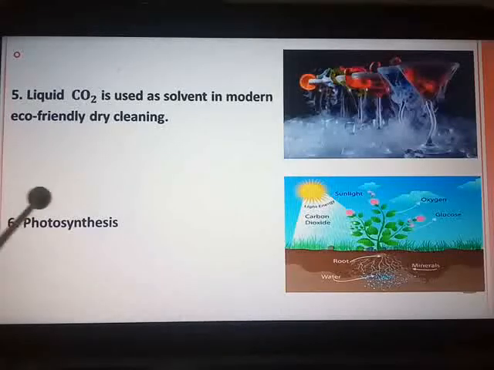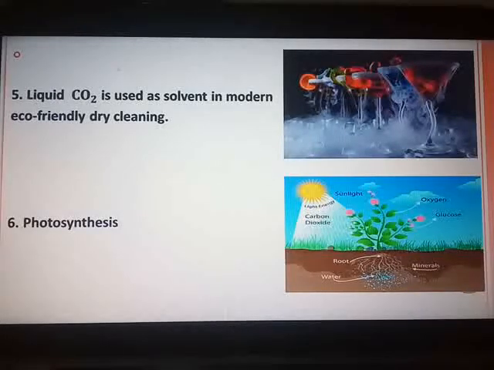And all of you know that plants, they use the carbon dioxide from the air, leaves of the plants, and by trapping the sunlight, they utilize this carbon dioxide for the preparation of food. And this process is called photosynthesis. So carbon dioxide is used by the green plants in the process of photosynthesis.